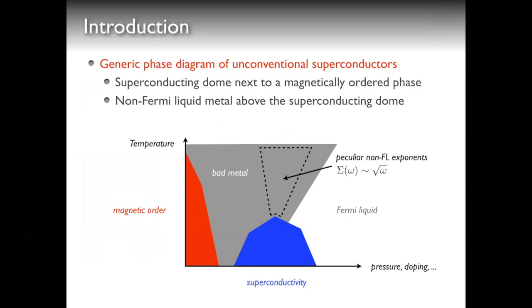So yes, let me try to motivate what I want to discuss in this talk. I show here a sketch of the generic phase diagram of unconventional superconductors. These materials have some superconducting dome next to a magnetically ordered phase, and above the superconducting dome there is some bad metal phase which crosses over into a Fermi liquid metal state as pressure or doping is increased. And in particular, directly above the dome, we have unusual non-Fermi liquid exponents, which can basically be explained by a self-energy which varies like the square root of frequency.